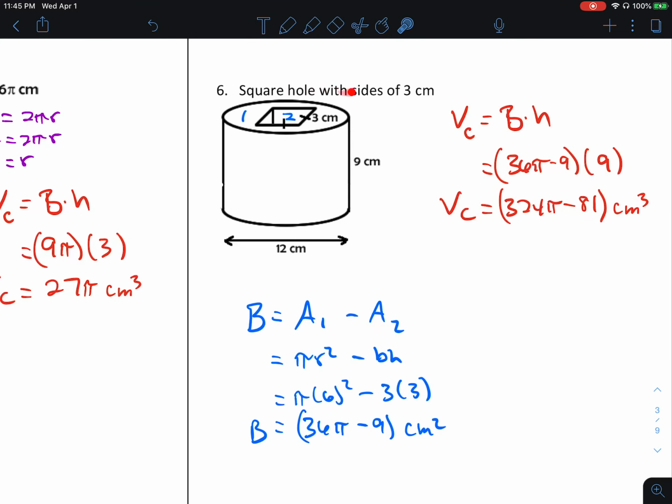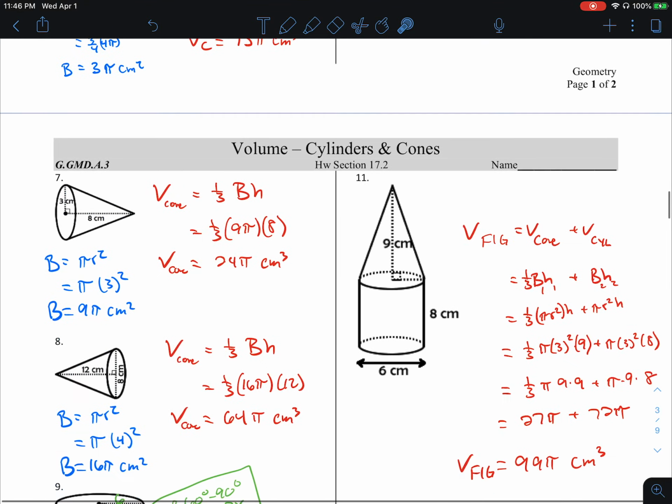Number 6. A square hole inside of this cylinder. So we have to find the area of the base, and this base is going to be a circle minus the area of the square. Area of a circle, pi r squared. The diameter is 12, so the radius is 6. So we get 36 pi for the area of the circle. This square has dimensions of 3. 3 times 3 is 9, so this is the area of the base. Multiply that by the height of 9 by distributing, and you get this fella.